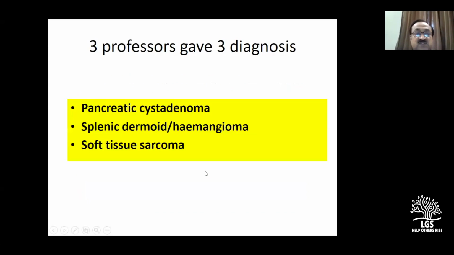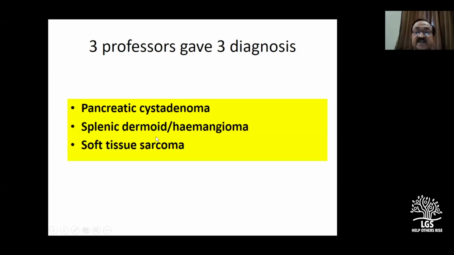So what was the diagnosis offered in my college by 3 professors? The purpose of putting this case is that these are real cases. The person who said pancreatic cystadenoma said so because the patient is a female, and they are known to attain a large size. It moves with the respiration because it is in contact with the diaphragm. And when you have a very large size, finger insinuation is not possible.